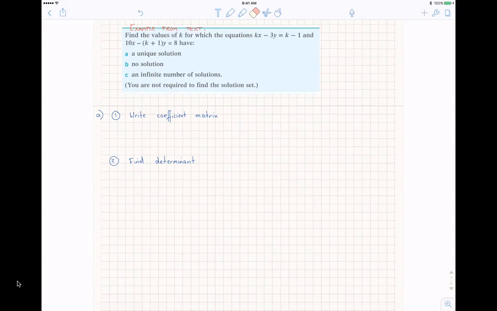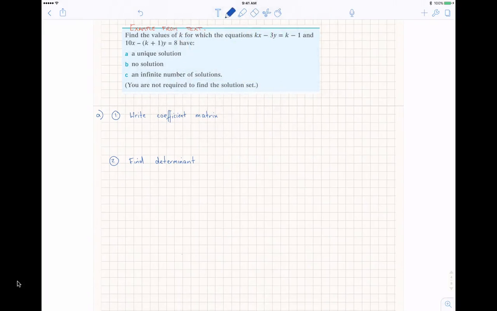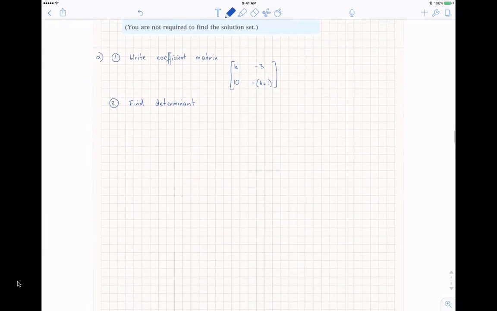The first thing we're going to do is write down the coefficient matrix. Coefficient of x in the first equation is k. Coefficient of y is minus 3. In the second equation, the coefficient of x is 10, and the coefficient of y is minus k plus 1. Then we're going to find the determinant.